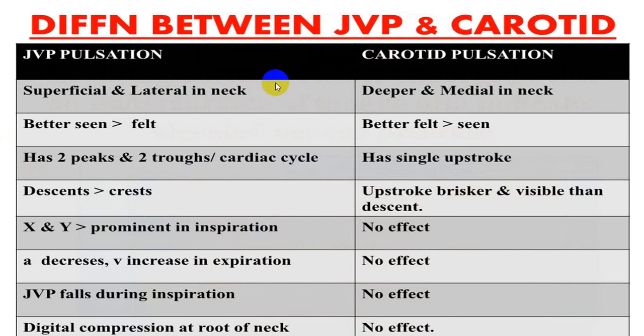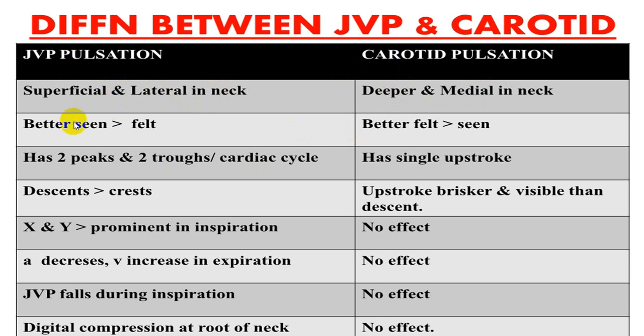Now this is the most important thing, very frequently asked in your oral as well as in a short note: how do you differentiate between the JVP pulse and the carotid pulse? In an oral, it is very frequently asked. The jugular venous pulse is superficial and lateral in the neck, lateral to the carotid but medial to the sternomastoid, while the carotid pulse is deeper and medial to the venous pulse.